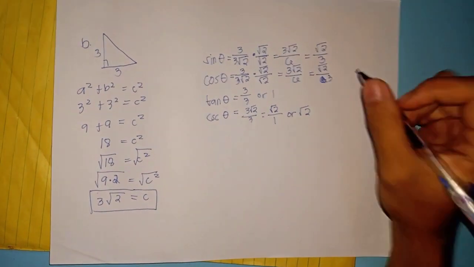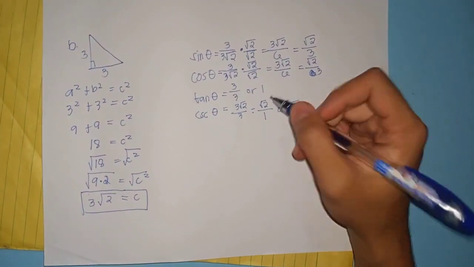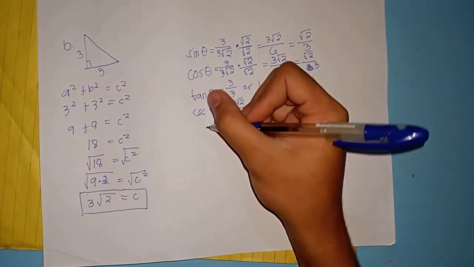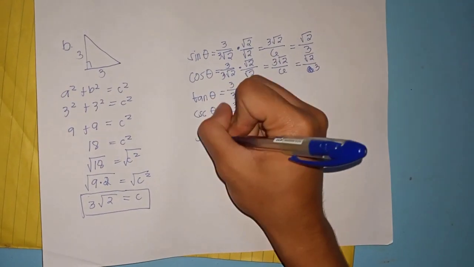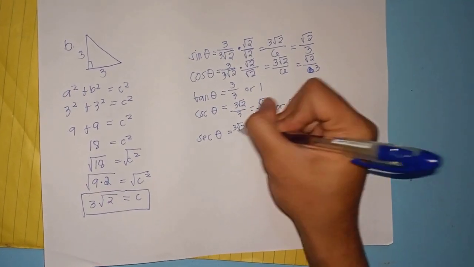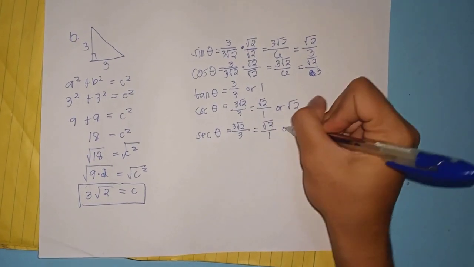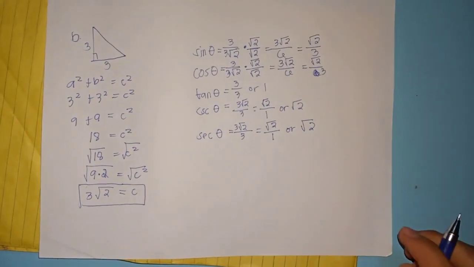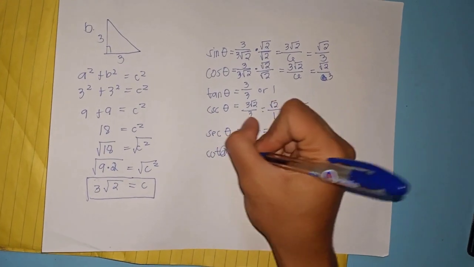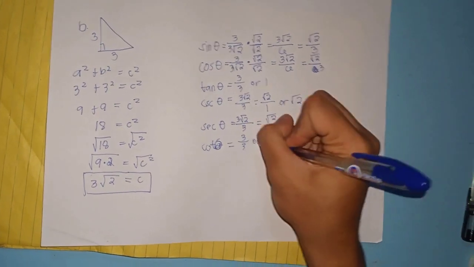Since it can be reduced to lowest terms, we divide by 3, so we have square root of 2 over 1, or square root of 2. Next is the secant theta. We have 3 square root of 2 over 3, same as cosecant, or square root of 2. Next is the cotangent theta. We have 3 over 3 or 1.